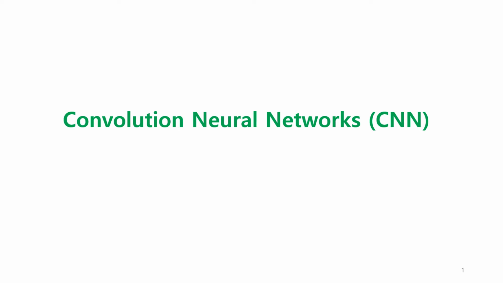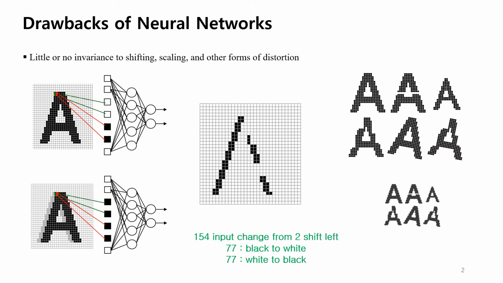Now let's talk about convolutional neural networks, also known as CNN. Let's begin with the problems of the traditional neural net. Suppose we have a neural net. This is the input layer, we have a hidden layer, and we have an output layer. These are the same neural net.